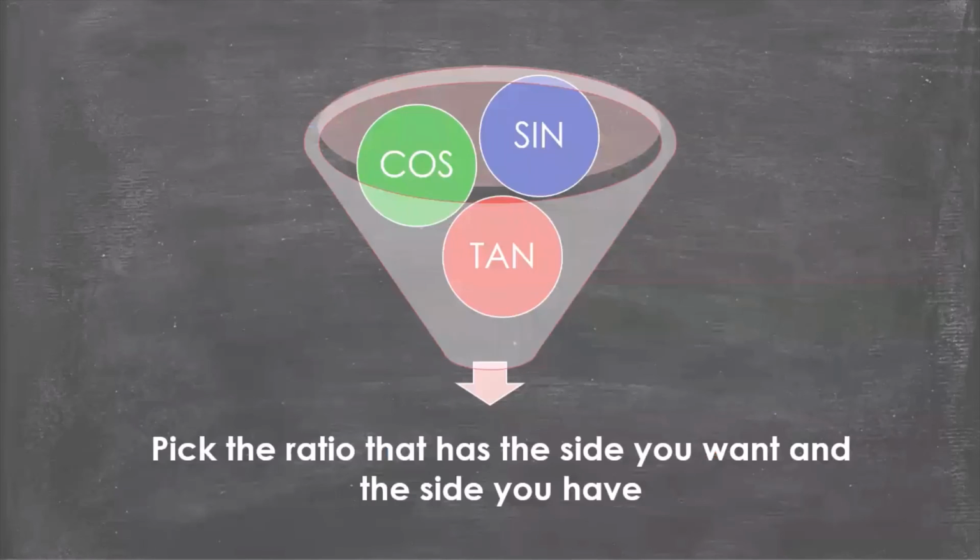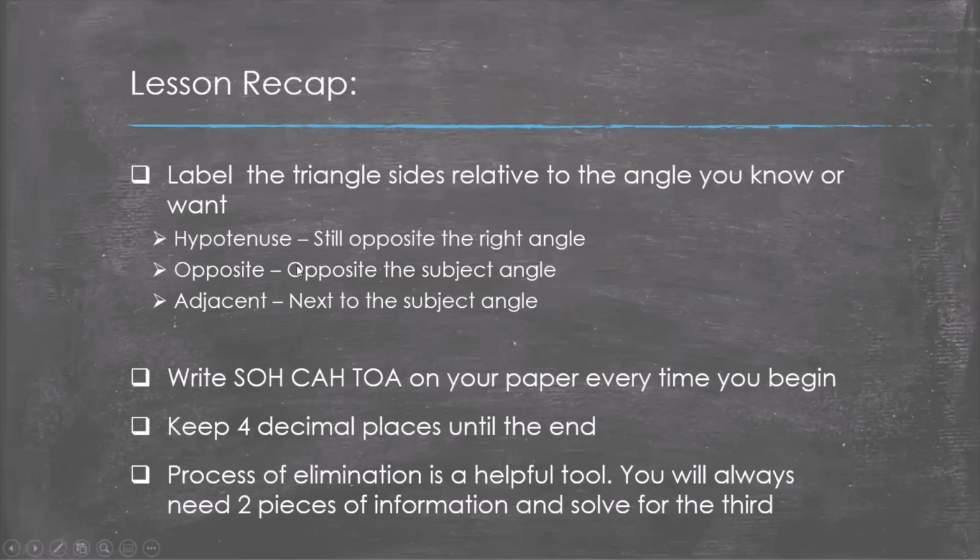So when you're picking your ratios, you've got three to choose from. Pick the ratio that has the side you want and the side you have. That's my clue. Process of elimination is absolutely fabulous, a perfect strategy to use. Just for a quick recap, label the triangle sides relative to the angle you know or want. So think about that subject angle. The hypotenuse is always opposite the right angle. Opposite is opposite the subject angle. Adjacent is next to the subject angle. I strongly advise writing SOHCAHTOA down on your paper every time you begin. It definitely helps you remember them.